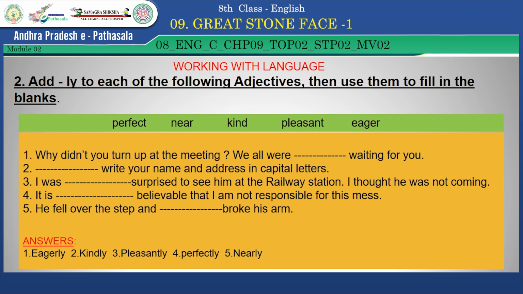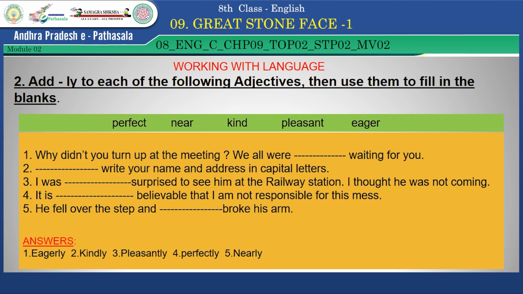Number 4. It is perfectly believable that I am not responsible for this mess. Number 5. He almost broke his arm. So we can use the adverb nearly. He fell over the step and nearly broke his arm. Okay? Dear children, I think you have understood the exercise.